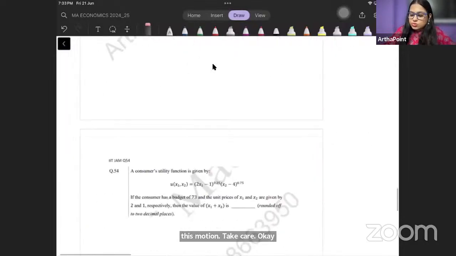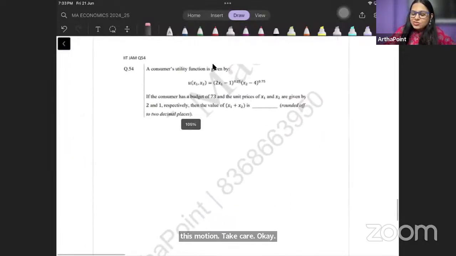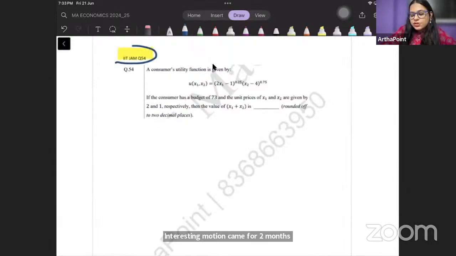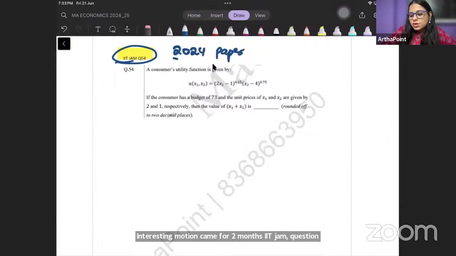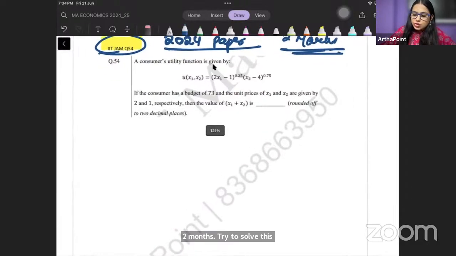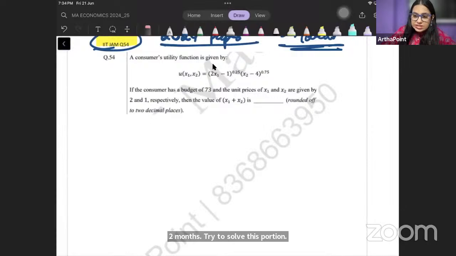Let's take the next question. Interesting question. It came for 2 marks, IIT JAM question number 54, 2024 paper. Try to solve this question. Make an attempt once. You are given a utility function. Do it very carefully. Don't try to take a shortcut.